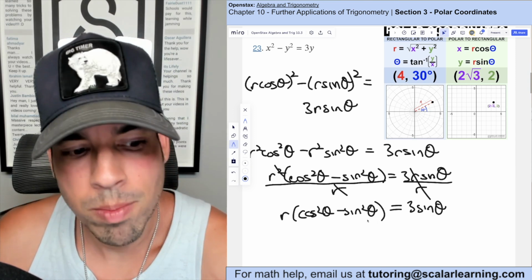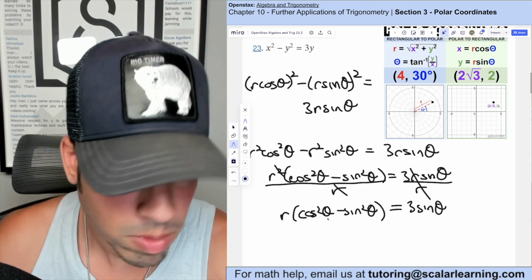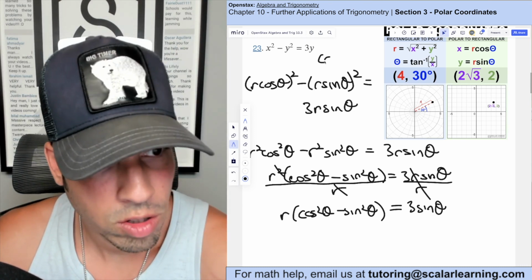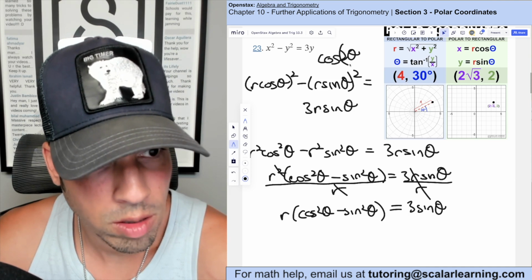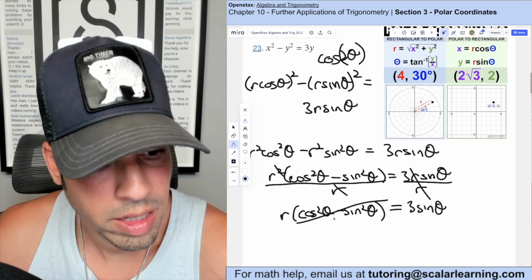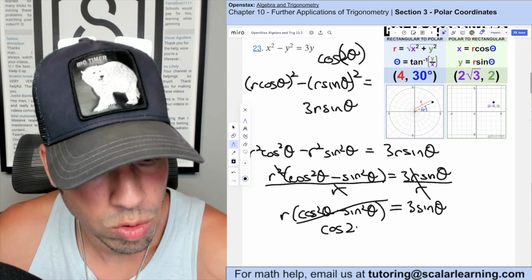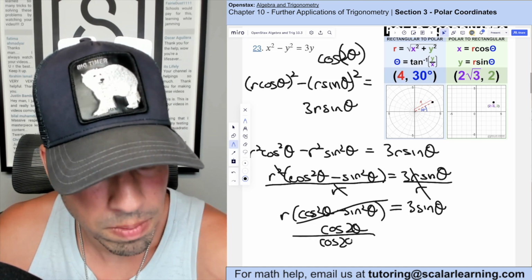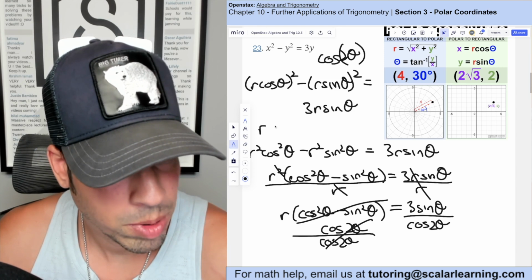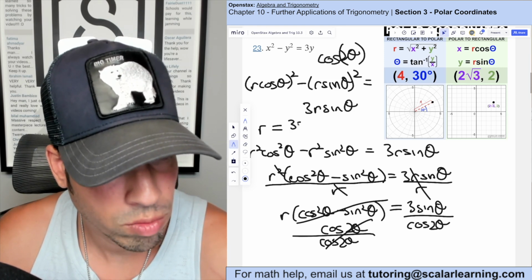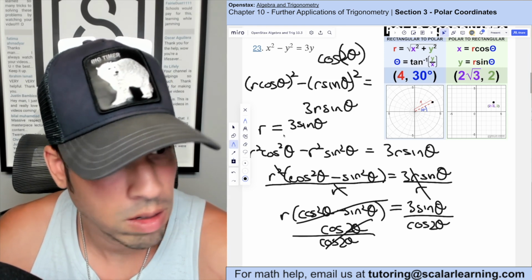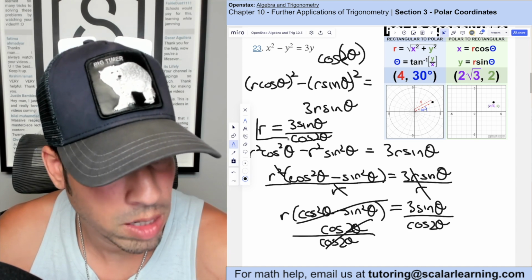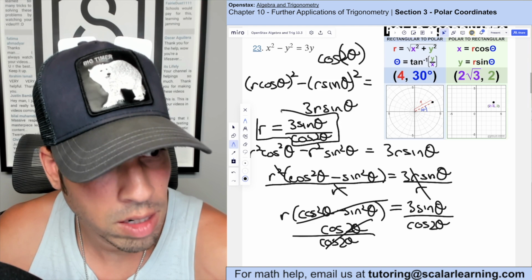And now if you remember from the double angle identity theorem, cosine squared minus sine squared is the same as cosine of 2 theta, the double angle identity. So then I can replace this with cosine 2 theta. And then the last step is I'm going to divide both sides by cosine 2 theta. And we're left with the final equation, I'm going to put it up here, of r equals 3 sine theta over cosine 2 theta. Let's put a box around it so you can see it clearly. That's how you do it.